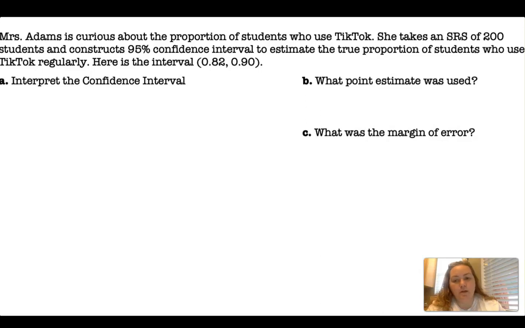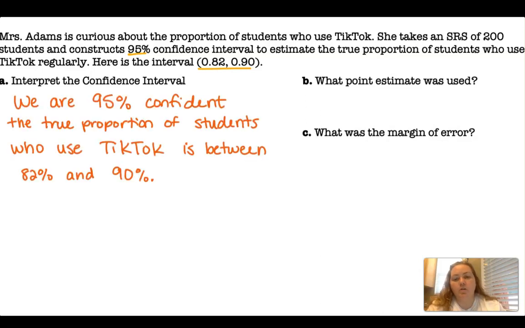So if I'm interpreting this confidence interval, I know that it was a 95% interval, and I know that the interval went from 0.82 to 0.90. So we have to make sure that we put this in context. This was about the proportion of students who use TikTok. So we are 95% confident the true proportion of students who use TikTok is between 82% and 90%. That's how we're going to word our interpretation of the interval.